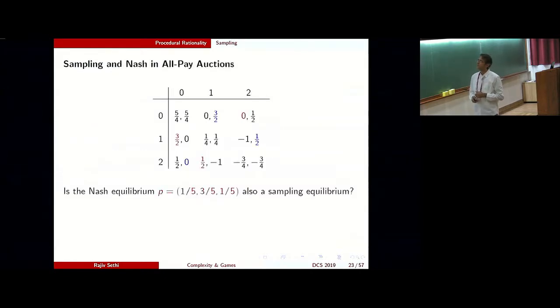Okay, so this is something I skipped yesterday, but I'd like to go through because, although this concept has been around for 20 years, it's novel to most people. So it's just worth going through a simple example to just see how a sampling equilibrium is actually computed.